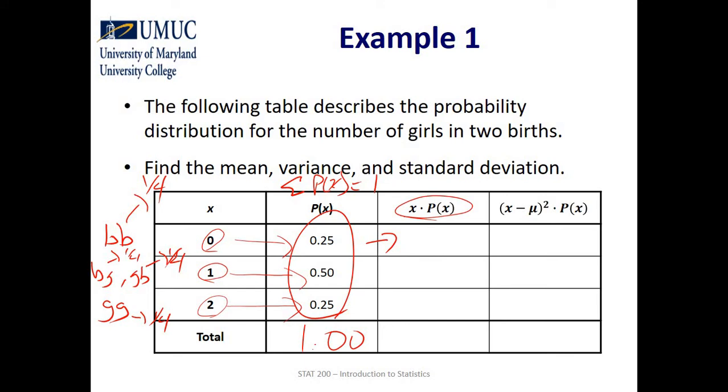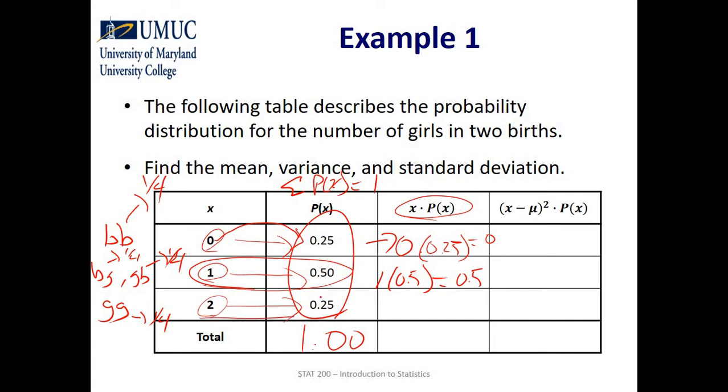Well, that should be pretty easy because we're going to multiply 0 times this probability of 0.25, which just gives me 0. You understand how I did that? I multiplied this value by that value, and it gave me 0. The next one here is 1 times 0.5, which gives me 0.5. So that's my value here. I'll multiply these 2 values together. That's x times probability of x.